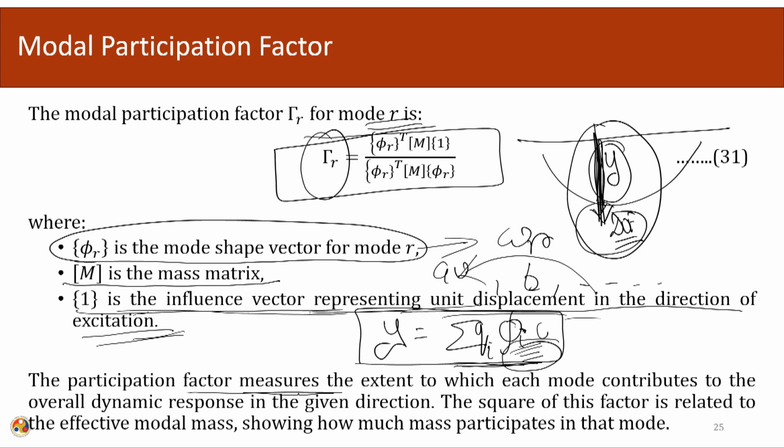So, the participation factor measures the extent to which each mode contributes to the overall dynamic response in the given direction. The square of this factor is related to the effective modal mass, showing how much the mass participation is in that mode. How much is the influence of that particular mass in that particular mode. So, each mode, how much each mode is contributing to the displacement in that particular direction. So, this is the modal participation factor.